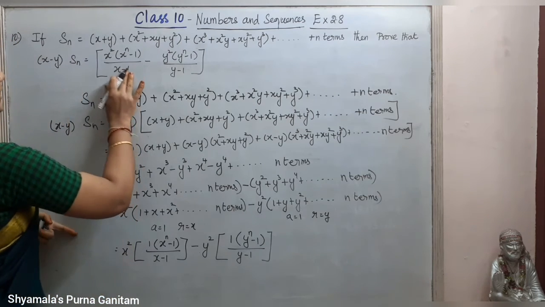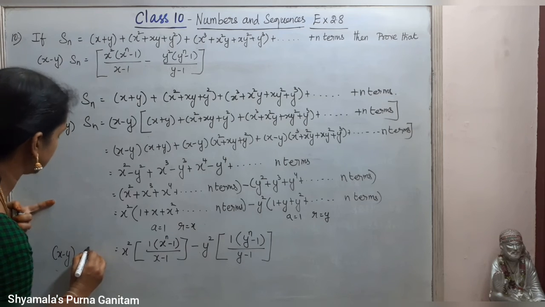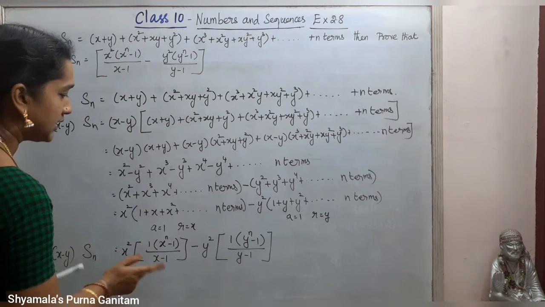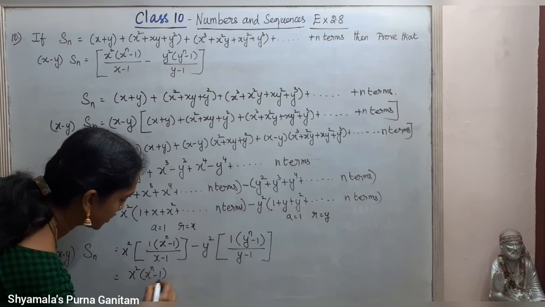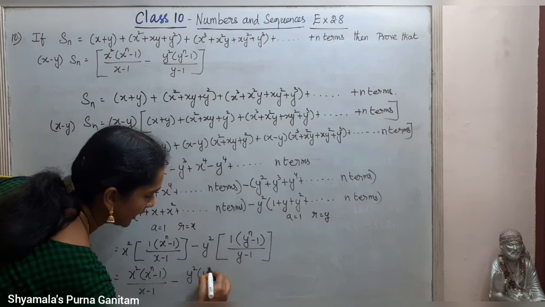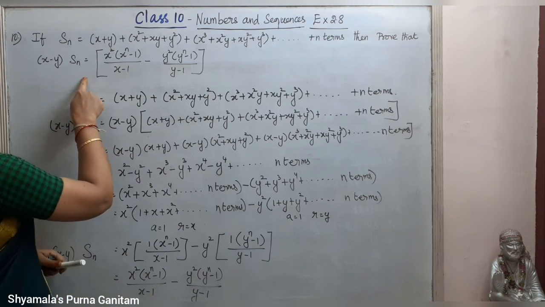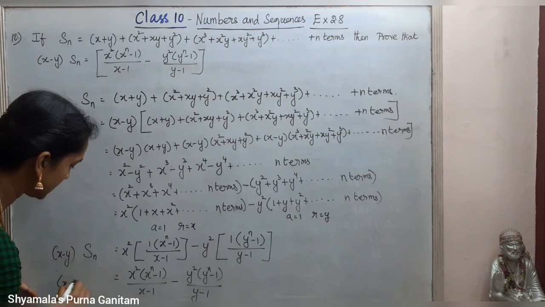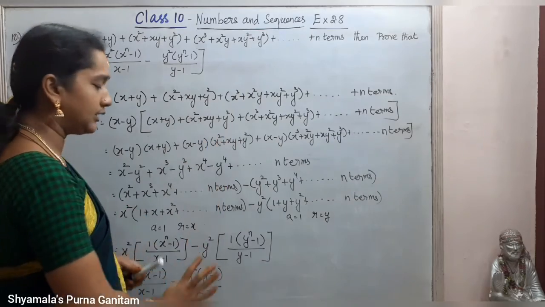Okay. So check what we are asked to prove. The same thing we got. (x minus y) into Sn is equal to x squared into (x power n minus 1) by (x minus 1), minus y squared into (y power n minus 1) by (y minus 1). Okay, so this is the thing we were asked to prove, and we have proved this. So x minus y into Sn is equal to this.